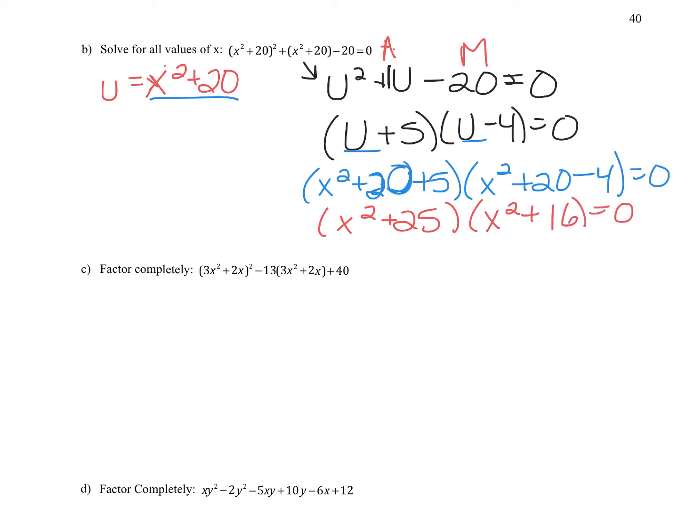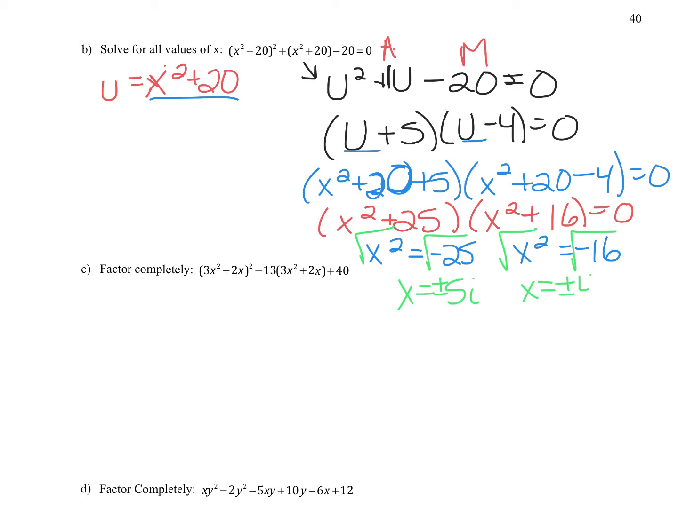Solving, I would set them each equal to 0, so this one would give me x squared equals negative 25, and this one would give me x squared equals negative 16. Take my square roots, and this one I'm going to get plus or minus 5i, and this one I'm going to get plus or minus 4i. And you might want to take a glance, just to check to see if it makes sense that we have all imaginary roots for this function. If you graph this in your calculator, you would see that it does not cross the x-axis at all.